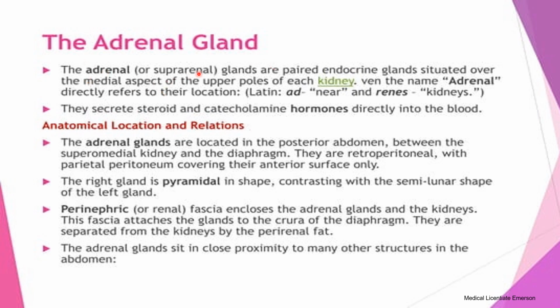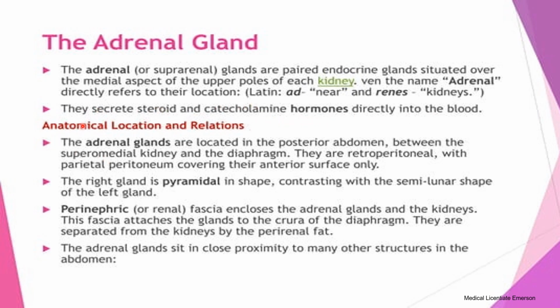The adrenal or suprarenal glands are paired endocrine glands situated over the middle aspect of the upper poles of each kidney. The name adrenal directly refers to their location. In Latin, ad means near, and renes means kidneys. So in short, near the kidneys. They secrete steroid and catecholamine hormones directly into the blood.